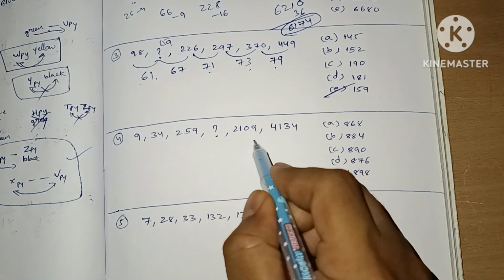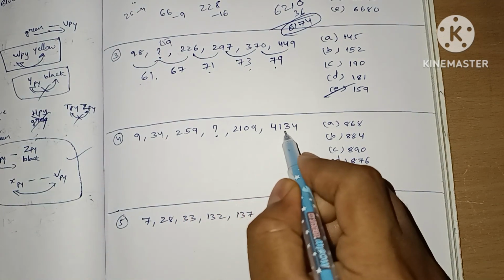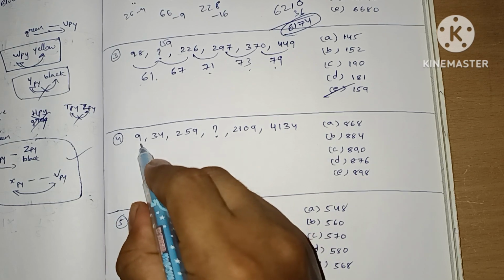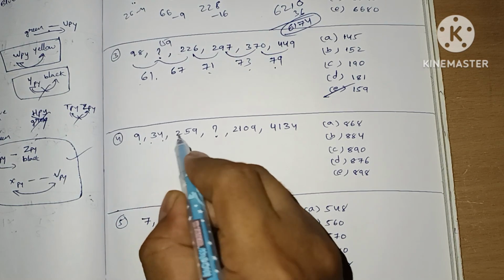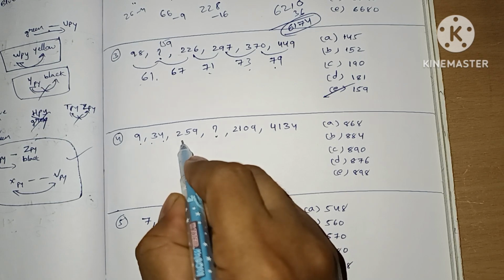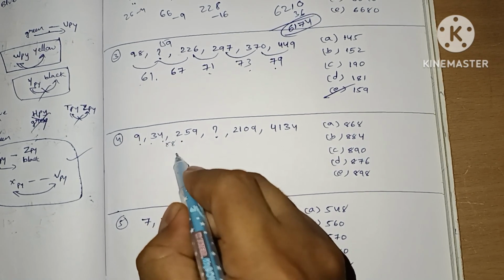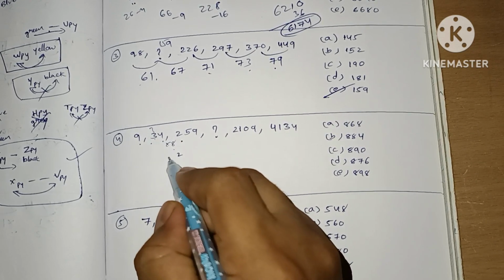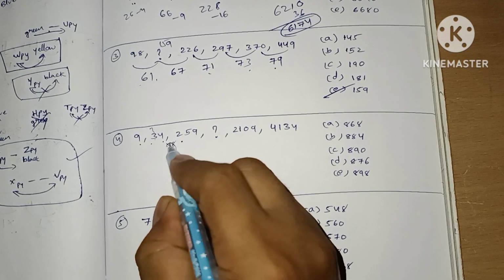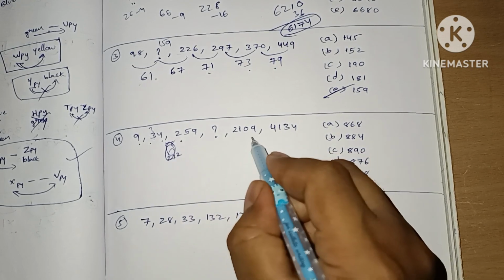Fourth question, here we see that it seems like into 2 times. 9 4 times minus 2, 34, 8 times 8 4 times 32, 8 3 times 24, 27. No, these are not multiplications. So let's see the differences.